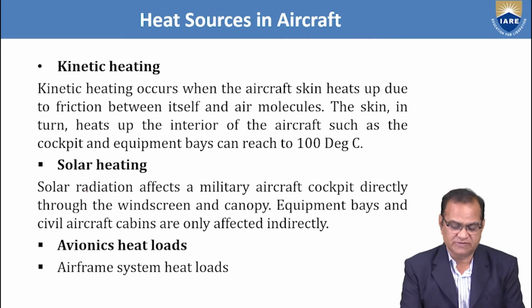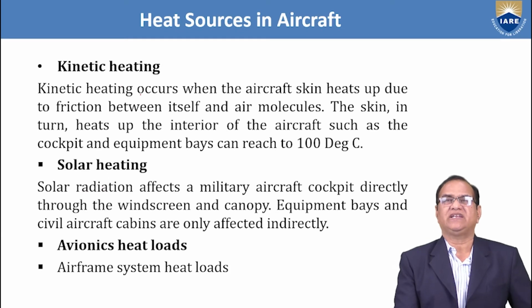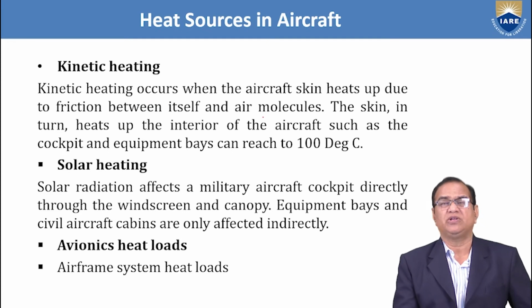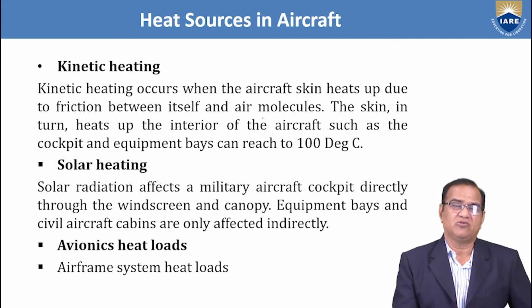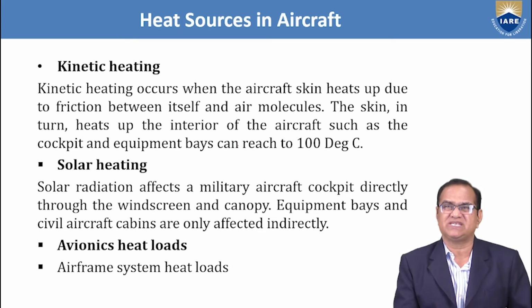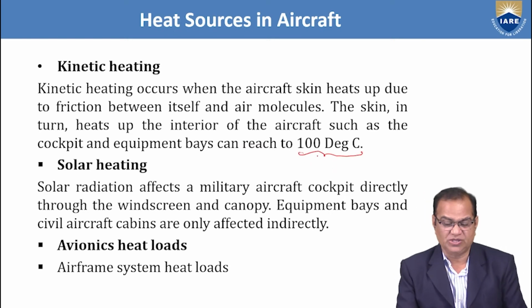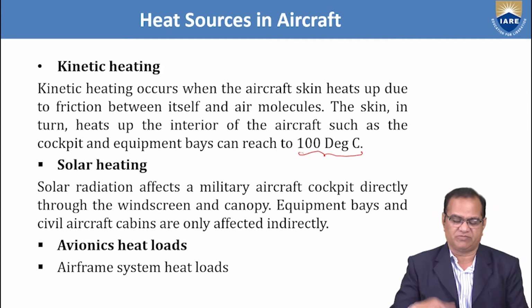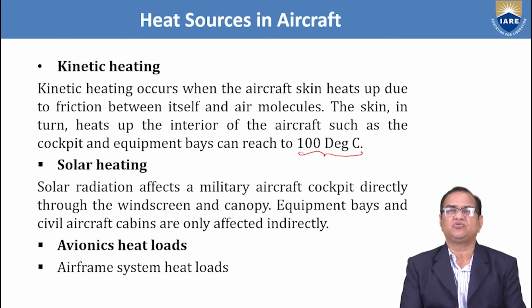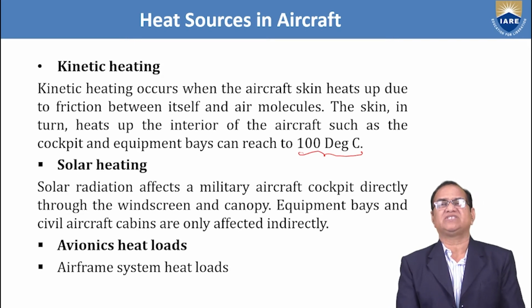So, first, the kinetic heating. Kinetic heating occurs when the aircraft skin heats up due to the friction between itself and the air. The aircraft is moving very fast, so due to the high speed, the molecules of air strike the skin, and the skin gets heated up. The skin in turn heats up the interior of the aircraft, such as the cockpit, and the equipment bay can reach up to 100 degrees centigrade. So this much temperature it can increase. This is the kinetic heating, due to the motion of the aircraft. Now solar heating is due to the solar radiation, the radiation which comes from the sunlight.